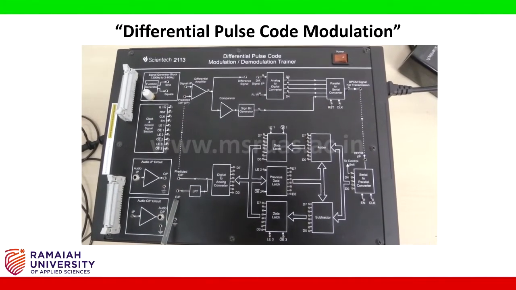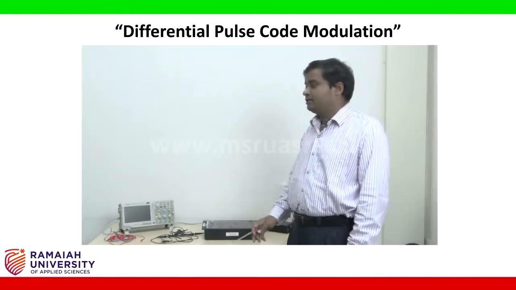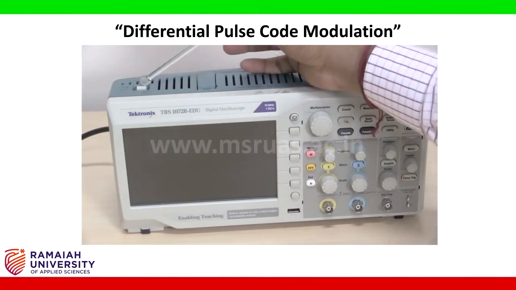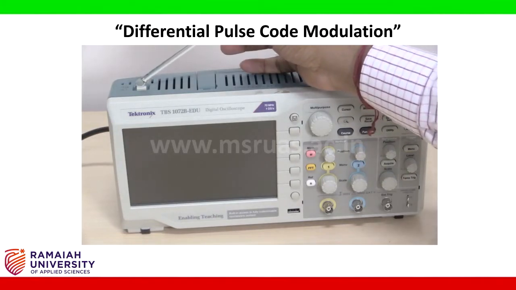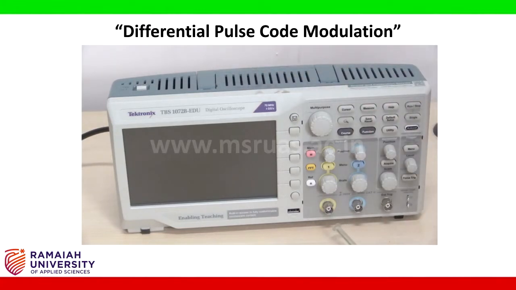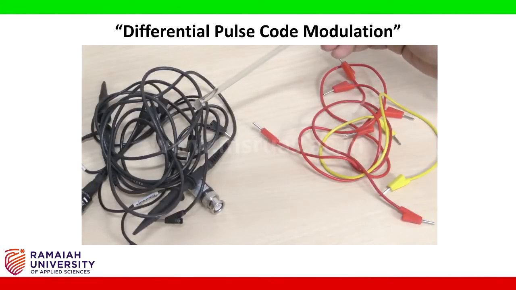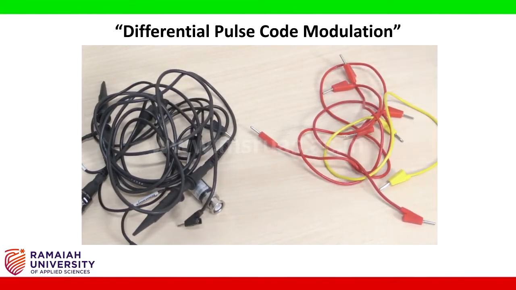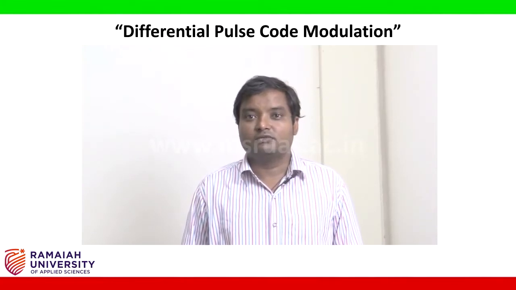That would be the output of the low pass filter. And this is the digital oscilloscope. The main power switch of this digital oscilloscope is this one, and this is a two channel oscilloscope, channel 1 and channel 2. These are the magnitude adjusting knobs, and these are the horizontal position adjusting knobs, and this is the time scale adjusting knob. These are the connecting probes for the digital oscilloscope, and these are the connecting wires for the Cytec 2151 board.